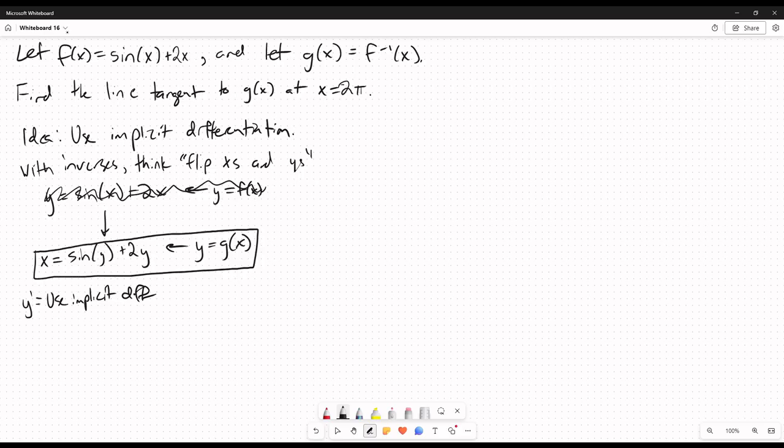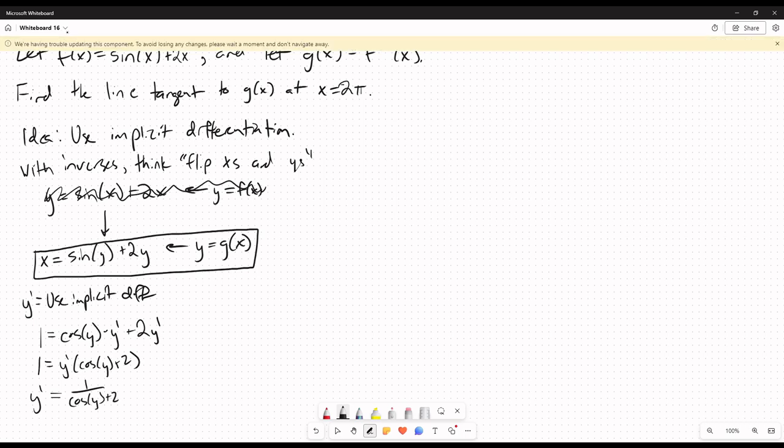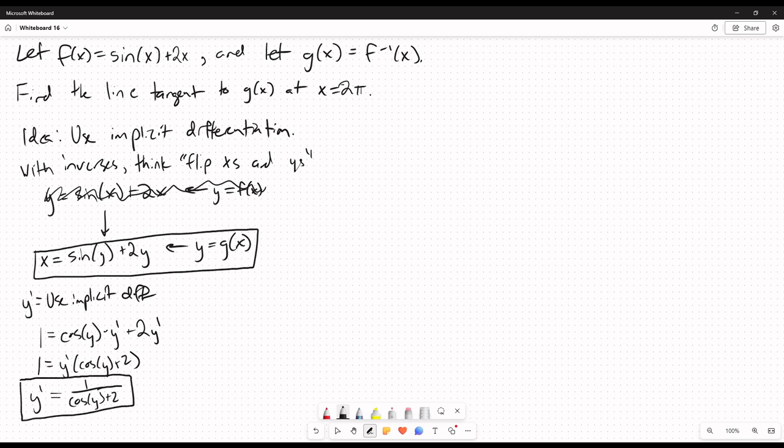The derivative of x is 1. The derivative of sine of y is going to be cosine of y times y prime, plus 2y prime. I need to factor out a y prime, so I'll have 1 equals y prime times cosine of y plus 2. We'll end up with y prime equals 1 over cosine of y plus 2. So that's all fine and good. We have the derivative. Remember that we're actually trying to find a tangent line.